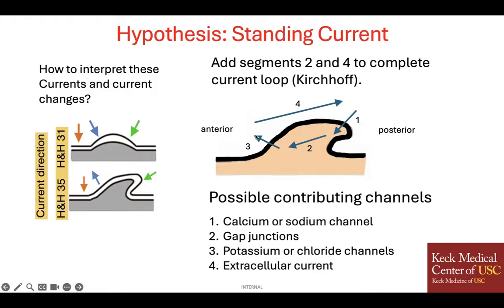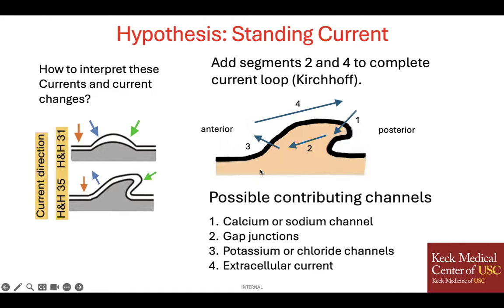Okay, and then at this point here, segment 3, the current is going from the tissue and out into the extracellular fluid. Again, from classic work, I would have guessed immediately that this is either potassium or chloride channels. Most likely, I would have guessed potassium. And then the current, as I said, flows through the extracellular fluid to complete this loop.